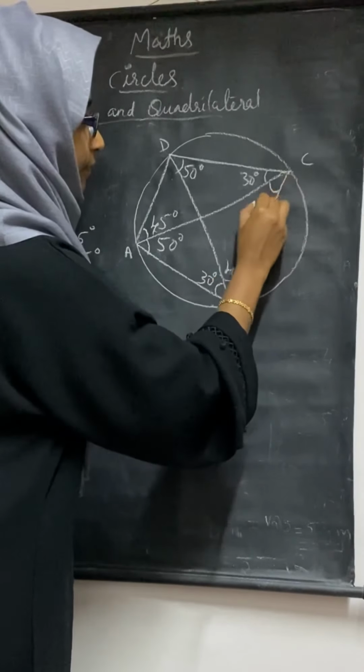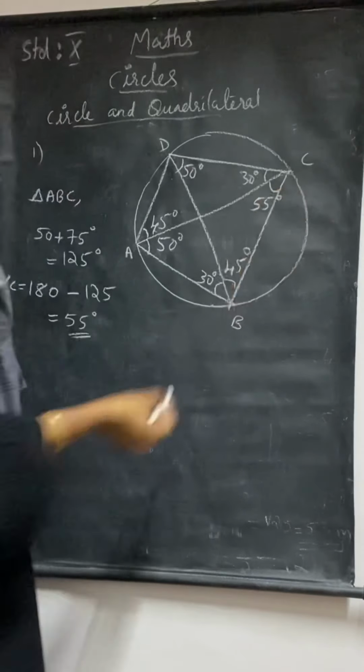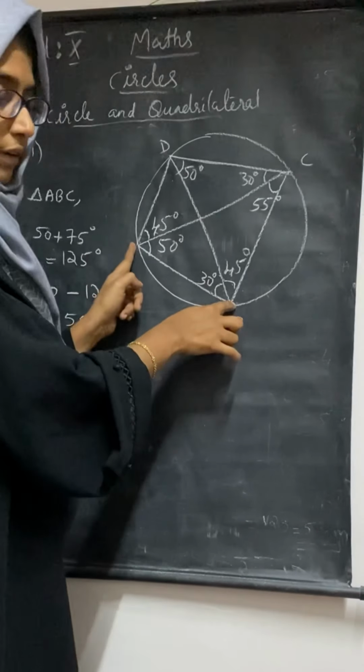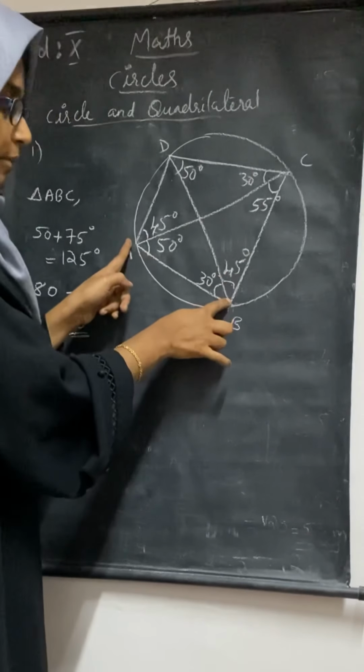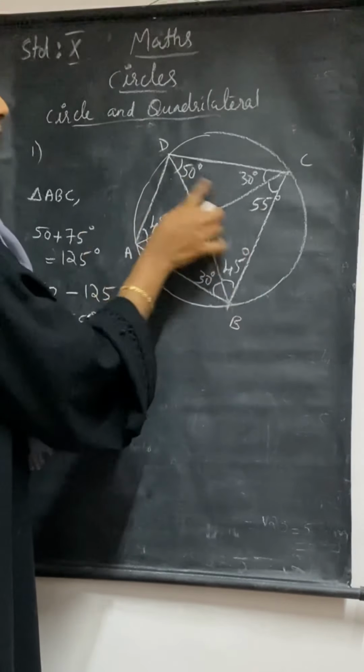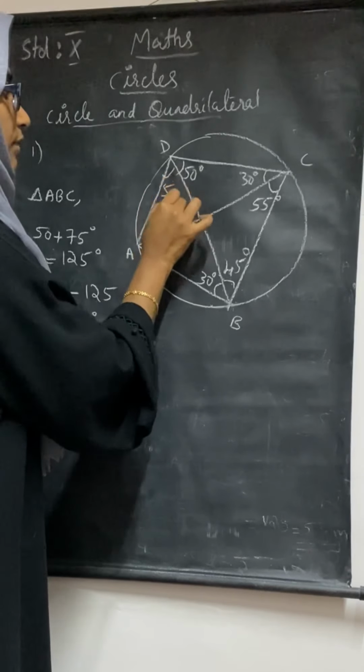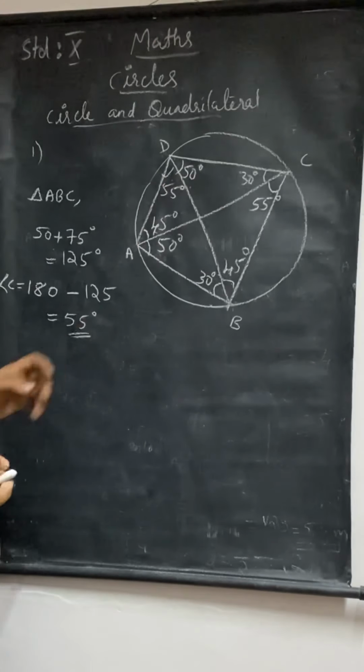You will get it here. Now see this AB as a chord. If you take it there, it formed 55. From the same chord, another angle is forming, so the same will be 55 degree. So this is the way you can find out all these missing angles.